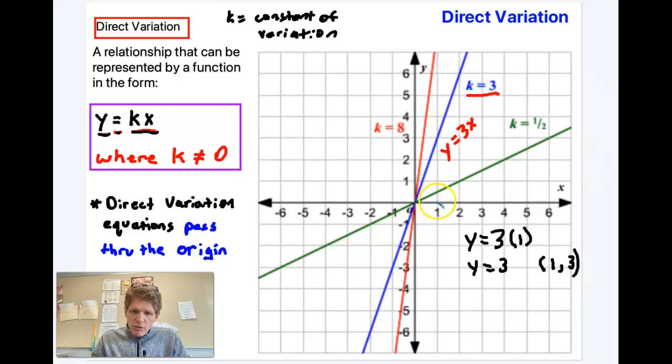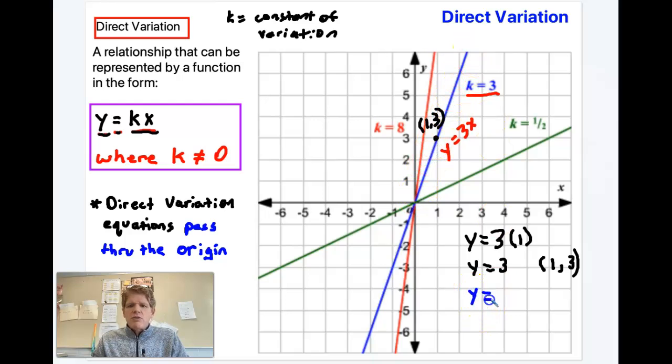Well, let's check it out. If we go over to 1 on our x-axis, then up 3, then we get a point of (1, 3). So that is the first point, or one of the points on our direct variation. Let's try it again. Whatever value we plug in for x should give us the appropriate y value and give us a point on this line.